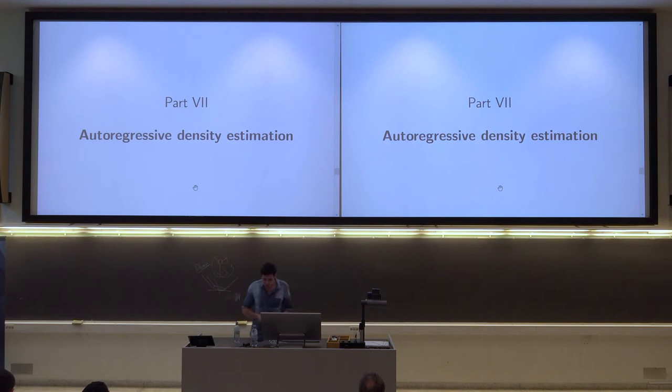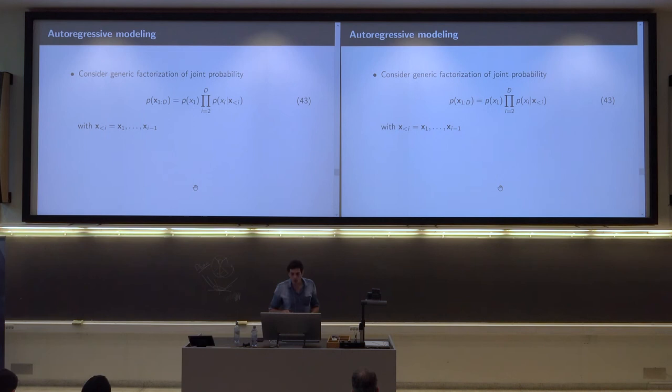The last class of models is the one that doesn't use latents. It's called autoregressive density estimation. So what's the idea here? We want to model a distribution over a vector. Of course, we can always write it as a product of conditionals, okay? So model the first variable, then model the second given the first, third given the first and second, etcetera. You can always write things like this, okay?